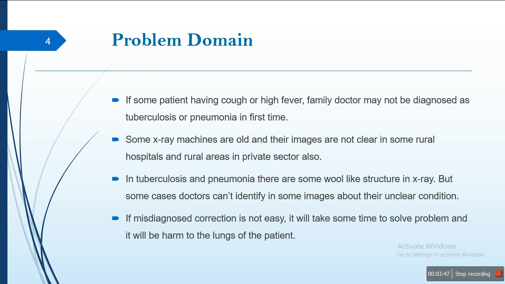Some X-ray machines are old and their images are not clear in some rural hospitals and rural areas, and in the private sector also. In tuberculosis and pneumonia, there are hole-like structures in the X-ray, but in some cases doctors can't identify them because the images are unclear. Using an automated diagnosis method may help the doctor to decide the condition.